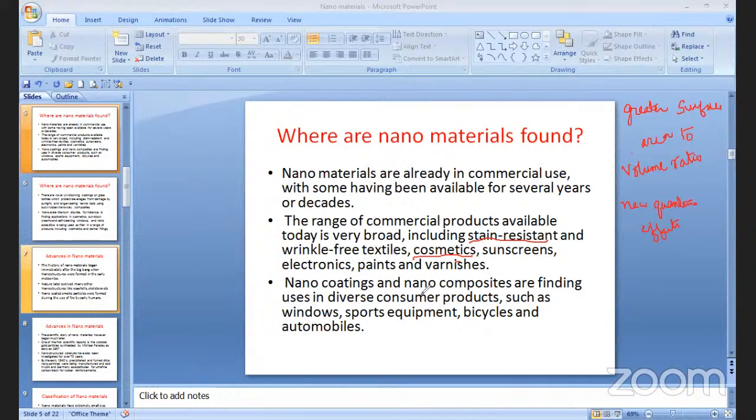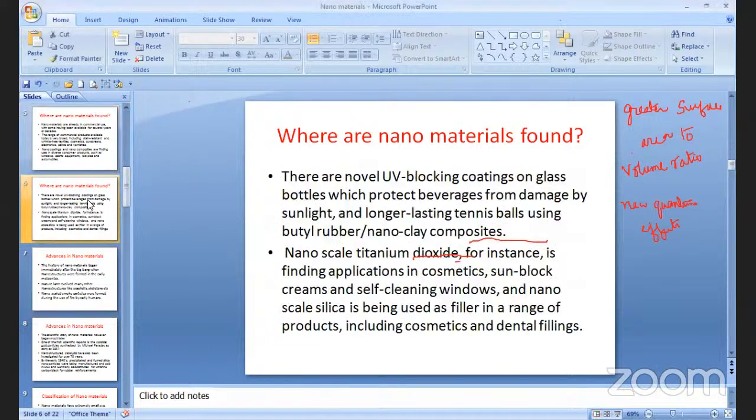in diverse consumer products, like windows, sports equipment, bicycles and automobiles. There are novel UV blocking coatings on glass bottles, which protect beverages from damage by sunlight, and longer-lasting tennis balls using butyl rubber and nano clay composites. Nanoscale titanium dioxide, for instance, is finding applications in cosmetics, sunblock creams, that means sunscreen lotions, and also self-cleaning windows.